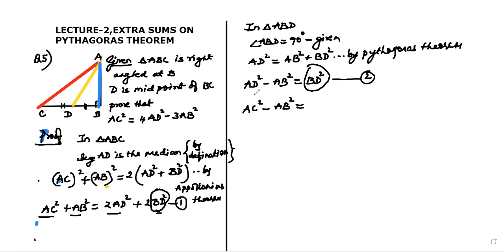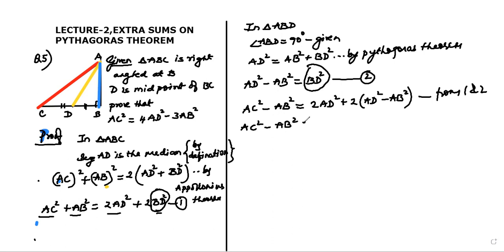I'm rewriting this statement number 1 equal twice AD square plus 2 into, please have a look here, what is BD square? AD square minus AB square. Now you can see, children, from 1 and 2, now just simplify, I'm sure you should get your answer. AC square minus AB square is equal to twice AD square plus 2 into AD square is 2AD square minus 2 into AB square is 2AB square.